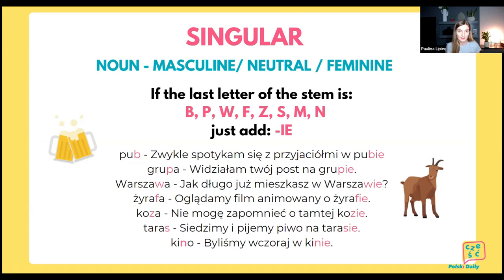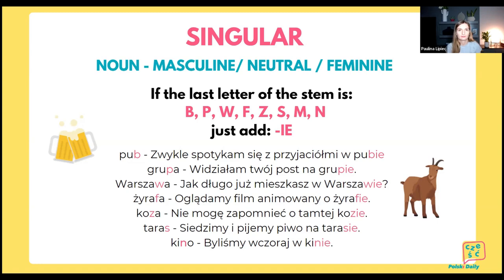So for example, we have pub. Zwykle spotykam się z przyjaciółmi w pubie. I usually meet my friends in a pub. See, nothing changed here. We just added je to b, pubie. Grupa, this is the last consonant, not a, p is the last consonant. Widziałam twój post na grupie. I saw your post in a group. Warszawa. Jak długo już mieszkasz w Warszawie? For how long have you been living in Warsaw? Żyrafa. Oglądamy film animowany o żyrafie. We are watching an animated movie about a giraffe. Koza. Goat. Nie mogę zapomnieć o tamtej kozie. I can't forget about that goat.